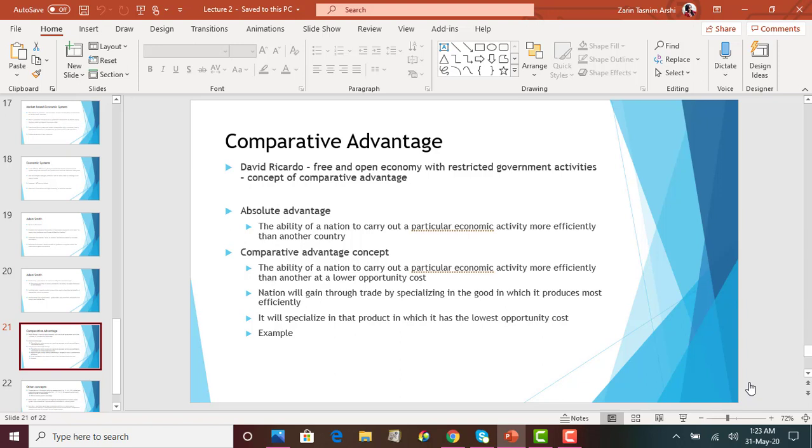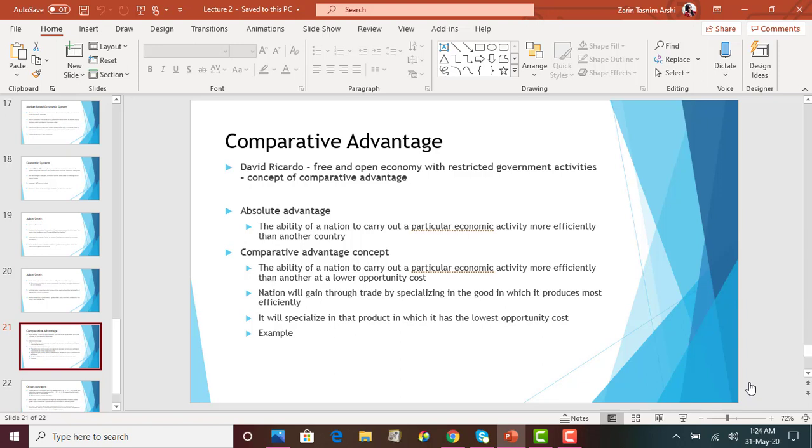Okay, so let's say with the same amount of resources, USA can produce 10 cars, but Canada can produce 8 cars. So we will say USA has absolute advantage because with the same amount of resources they can produce more units of output. So that's absolute advantage. When we are looking at the production of cars, USA has absolute advantage over Canada because with the same amount of resources, they can produce more cars. Okay, and they are more efficient at it.